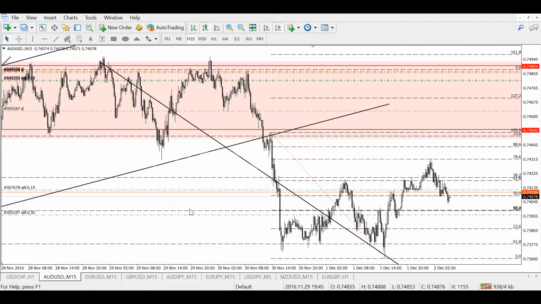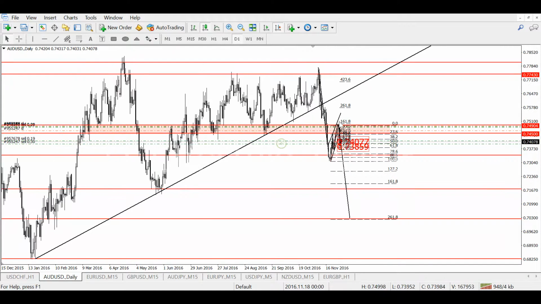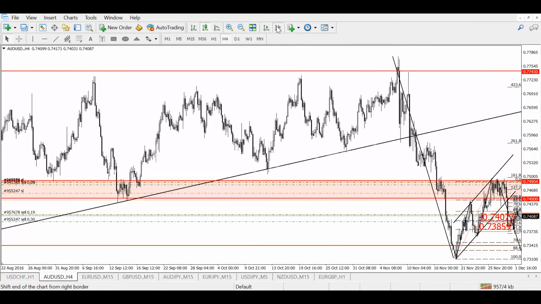All right, so very quickly, let's kick off with Aussie against US dollar as usual, since the focus for this week, or probably for the next one to two weeks, will be the Aussie against US dollar. Now, quick recap is that in the daily chart, we've seen that the price has broken below a major rising trend line and then broken below a major support zone, which has now turned into a major resistance zone.